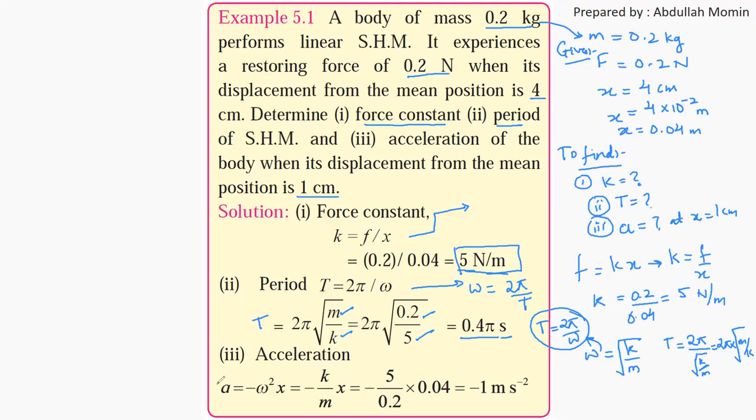Now we are supposed to calculate the acceleration at a displacement of 1 centimeter from the mean position. So instead of 0.04, we will put 0.01. When you solve this, you will get 50 by 2, which can be written as 25. So we will get 25 meter per second square.